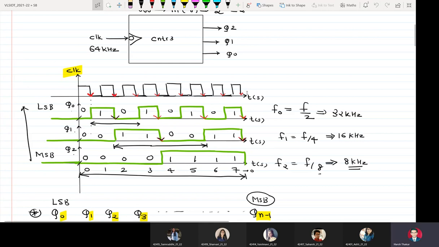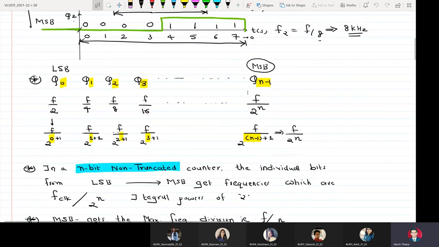So in a 3-bit counter, the LSB bit is at a frequency F by 2, the next bit is at F by 4 and the MSB bit is at F by 8. Now similarly, if we extend this understanding to an n bit counter having n outputs, that is Q0, Q1, Q2, Q3 up to Qn minus 1, where Q0 is LSB and Qn minus 1 is MSB, then the frequencies are: Q0 is at F upon 2, Q1 is F upon 4, Q2 is F upon 8, Q3 is F upon 16. Similarly, the last bit or the MSB bit is at frequency F upon 2 raised to n. Got the point?